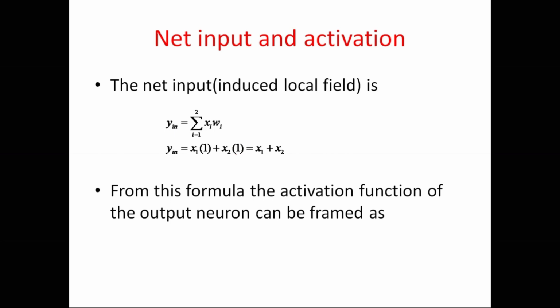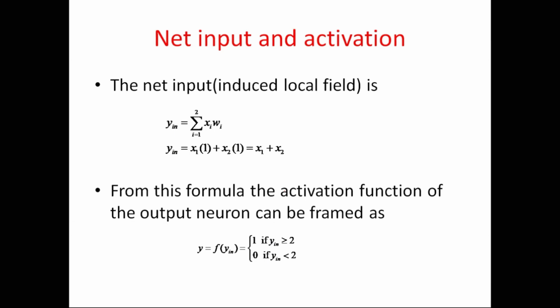You can choose whatever you like. If you make it 2, your theta will be changed. That's a very simple concept, so that's up to you, whichever way is convenient for you to prove it. Finally, my y in should be x1 plus x2, and for this formula I need to write the activation function. So my activation function is: y is equal to f of y in, which is 1 if y in is greater than or equal to 2, and 0 if y in is less than 2. Very simple concept.